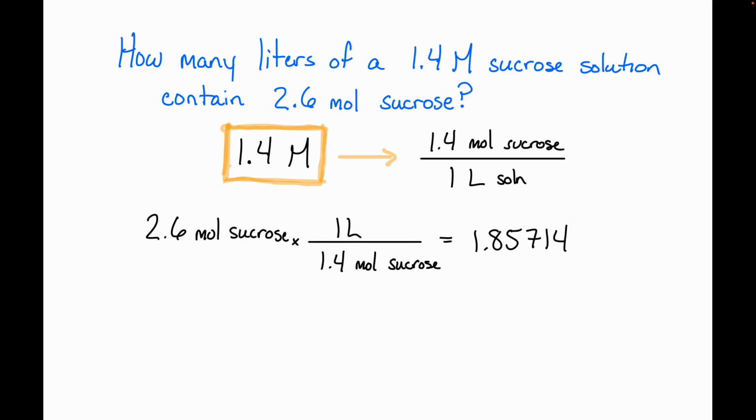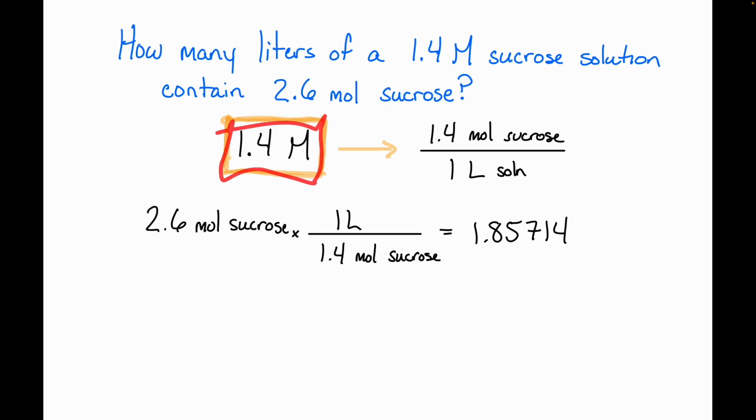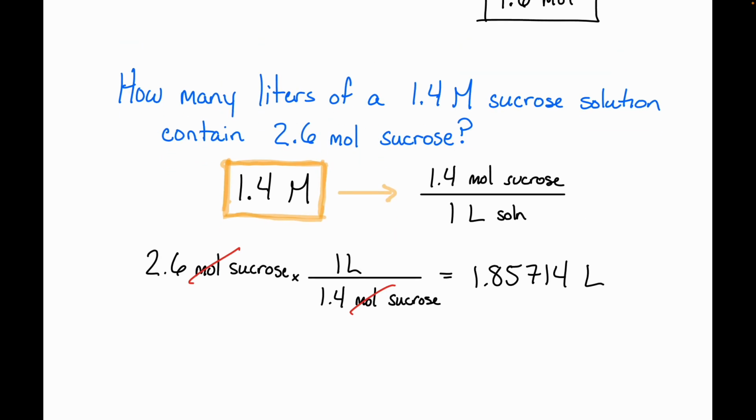Right, so again, we're going to take that concentration that was given to us, that 1.4 molar, and convert it into something we can use in our math that has those units broken up, moles over liters, 1.4 moles over 1 liter. Since we're starting out with moles of sucrose, we're going to need to divide by this concentration, right? Flip that conversion factor so that moles cancel out, and we're left with units of liters. And then lastly, we're going to do our sig figs.